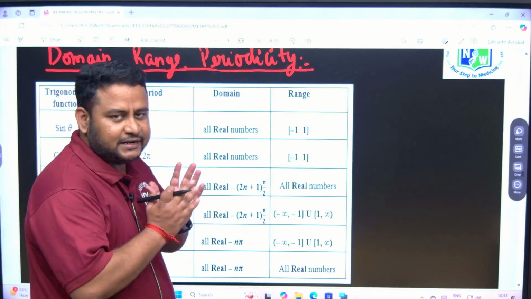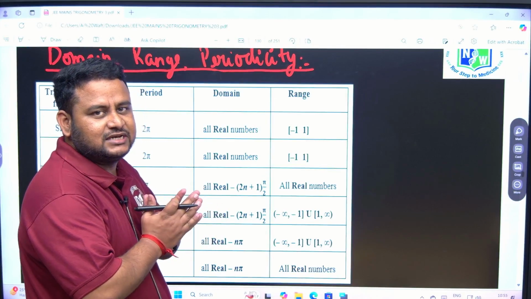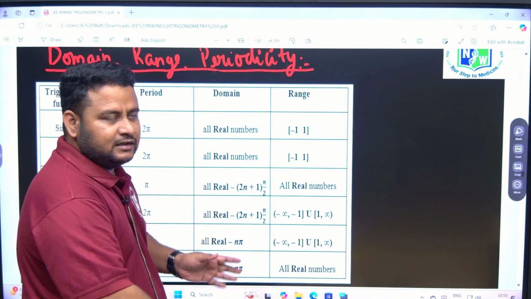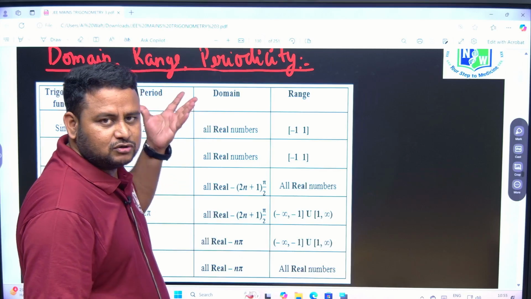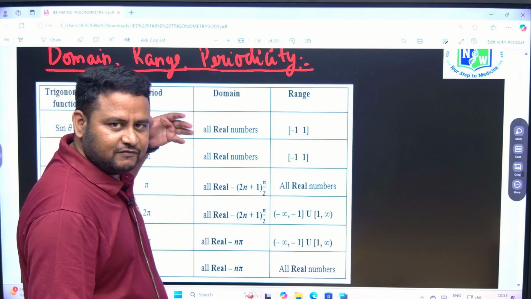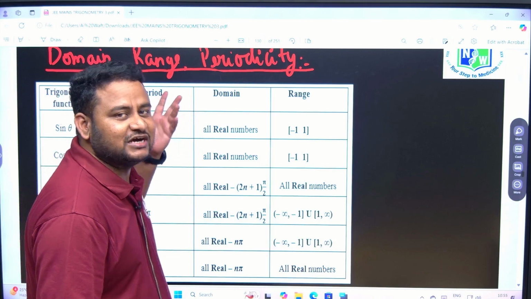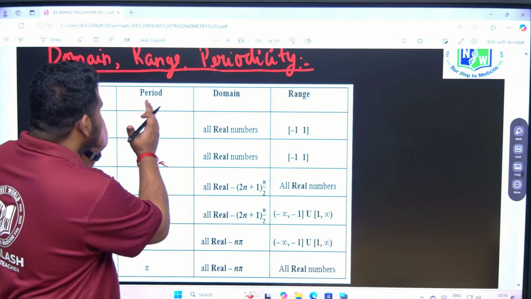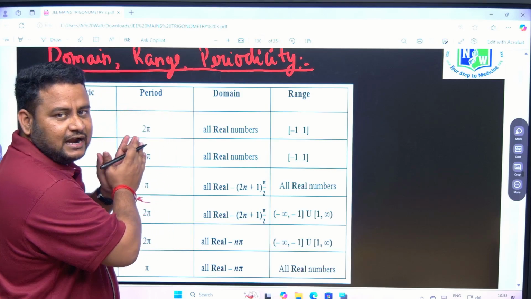So when it comes to domain, range and periodicity, they are continuously asking questions based on this. You would have also known certain concepts based on this from the chapter of sets, relations and functions, but how important this is for trigonometry we will understand now.